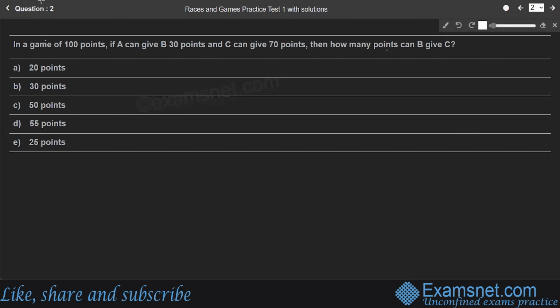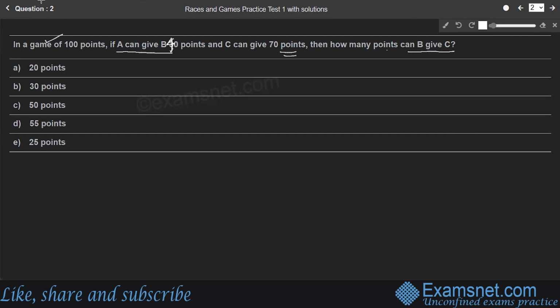Question number 2. In a game of 100 points, if A can give B 30 points, here is a small correction. If A can give B 40 points and C can give 70 points, then how many points can B give C?